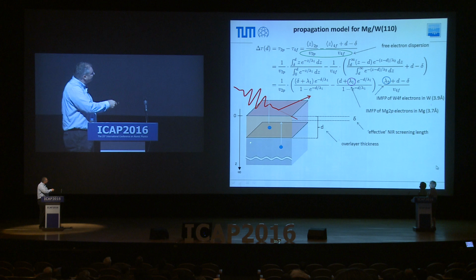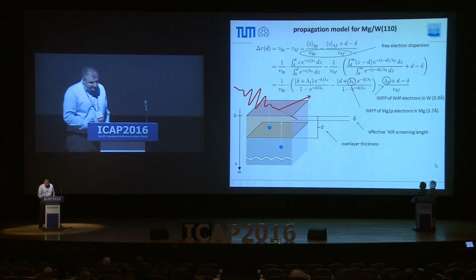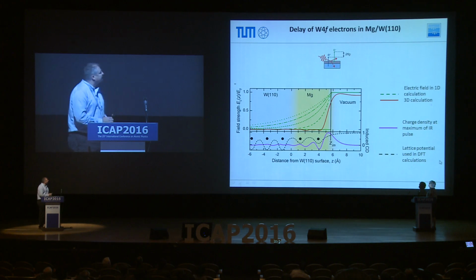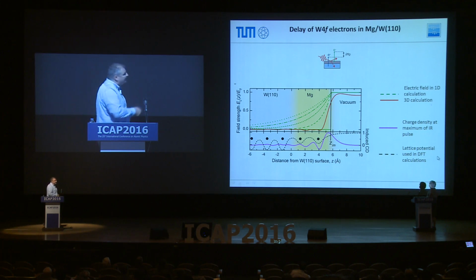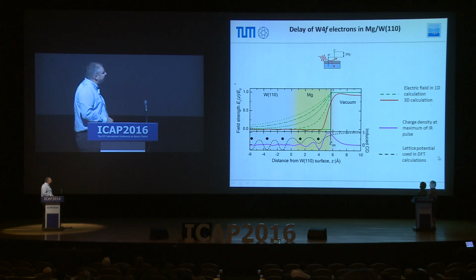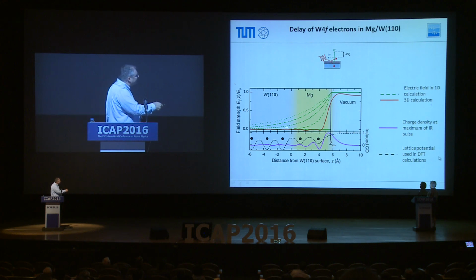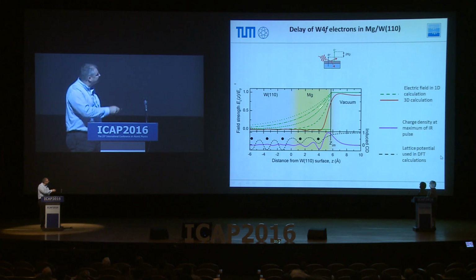You have here the tungsten, you have the magnesium overlayers, and we find, so to say, an effective near-infrared screening length. And you don't have to go into the details of the calculations, but just look at what we see here. We have a one-dimensional model where we assume an exponentially decaying electric field, and Christoph Lemel in Vienna made 3D calculations, so this should be the real value of the electric field as it penetrates from the vacuum into the magnesium add layer.